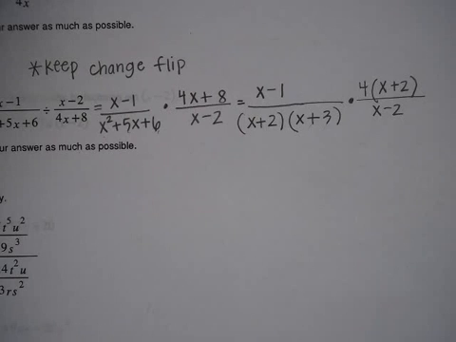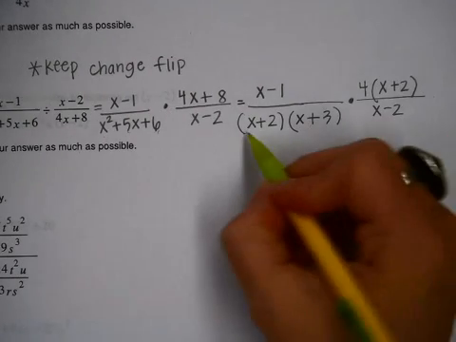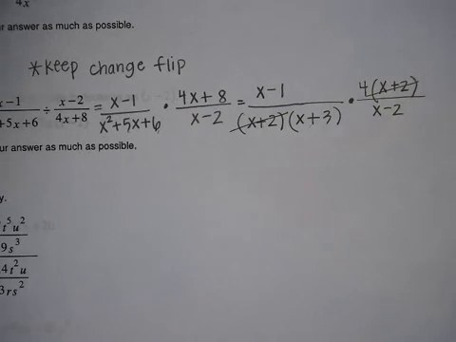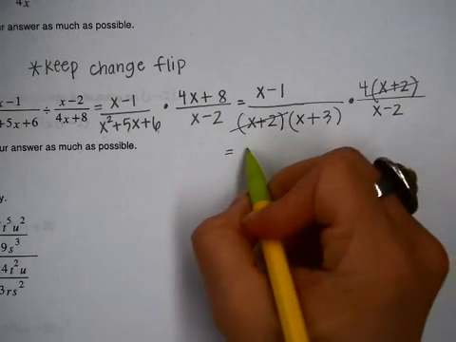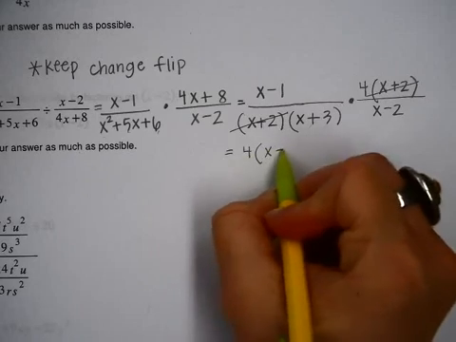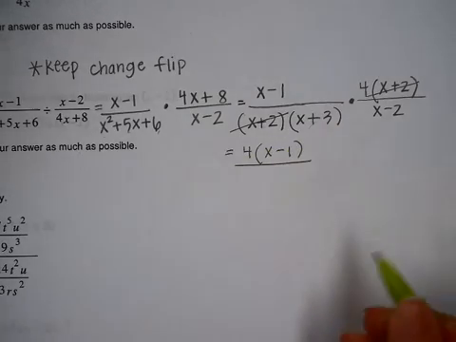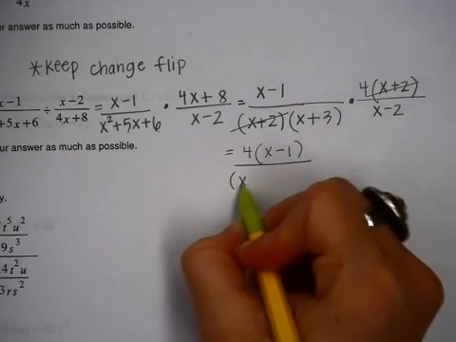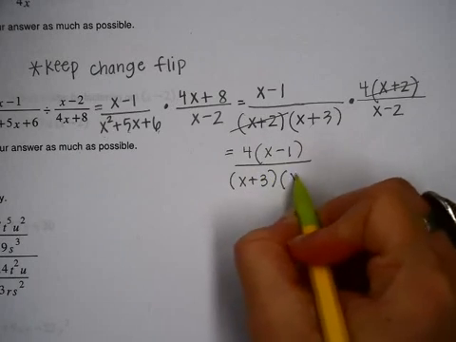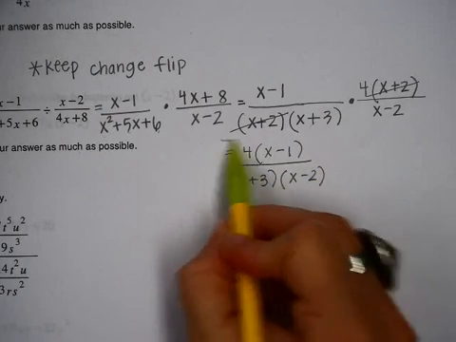Alright, so what cancels? The x plus 2's. Does anything else cancel? Nothing else is going to cancel, right? So on the top you're going to be left with 4 times x minus 1 over x plus 3 times x minus 2.